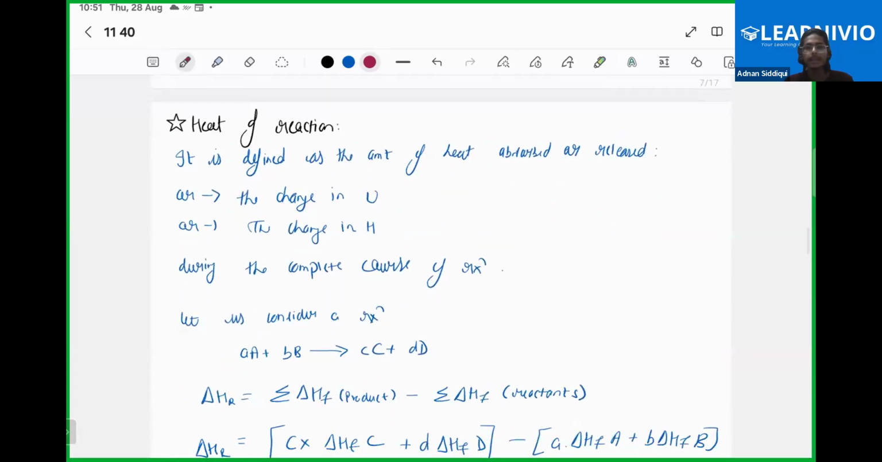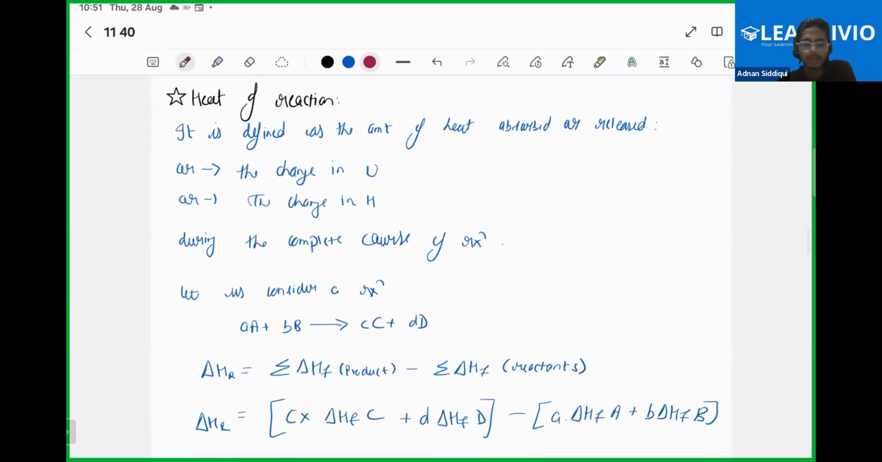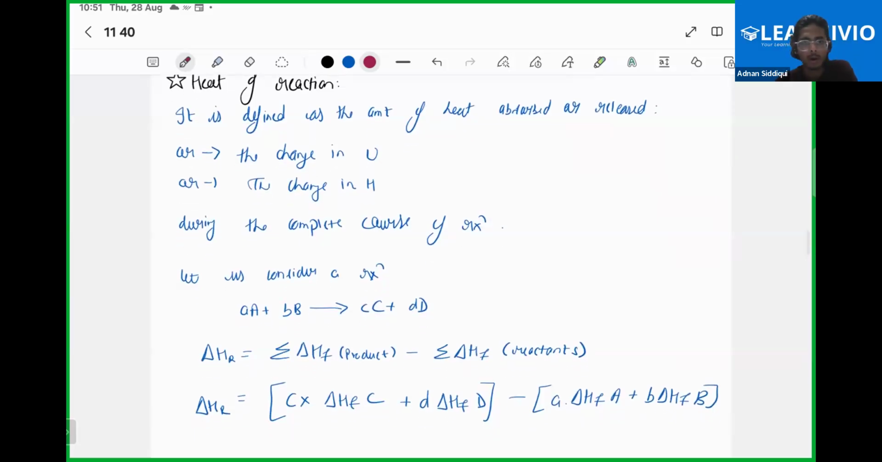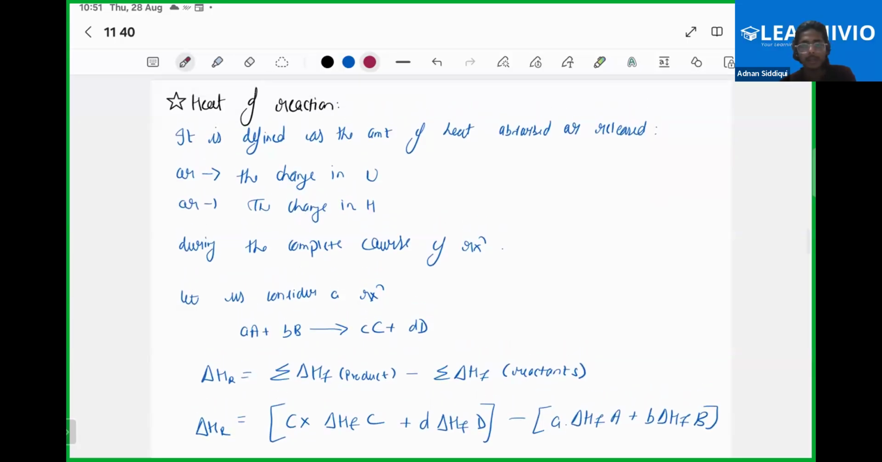Now the next topic is heat of reaction. What is heat of reaction? It is defined as the amount of heat absorbed or released, or the change in internal energy or the change in enthalpy during the complete course of reaction. It is simply the amount of heat absorbed or released, or you can use the internal energy term or enthalpy term as well, because internal energy and enthalpy again are heat basically during a complete course of reaction.